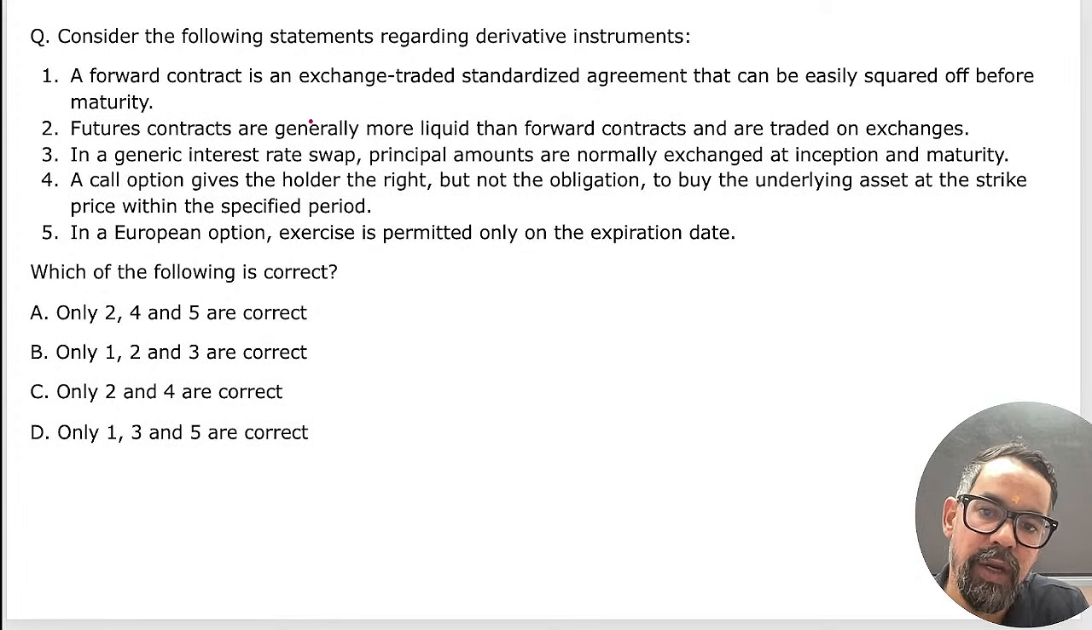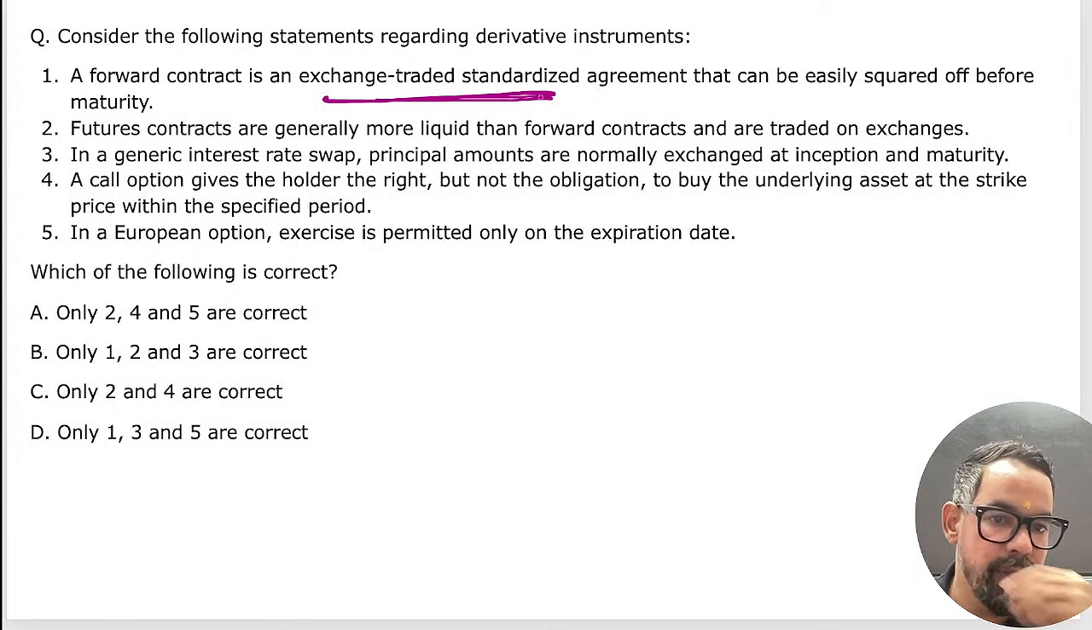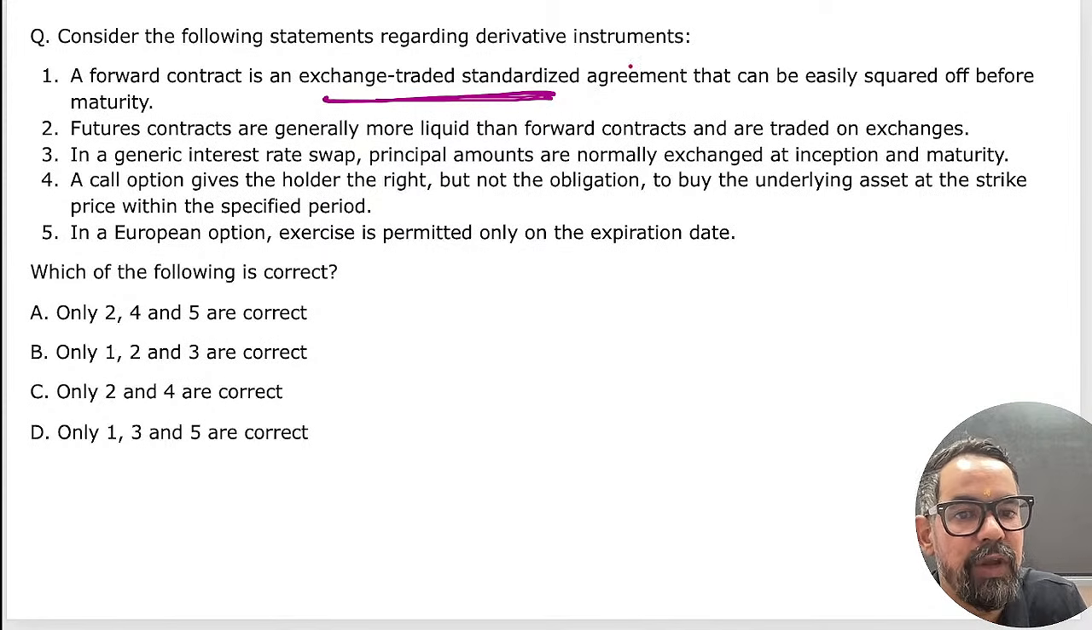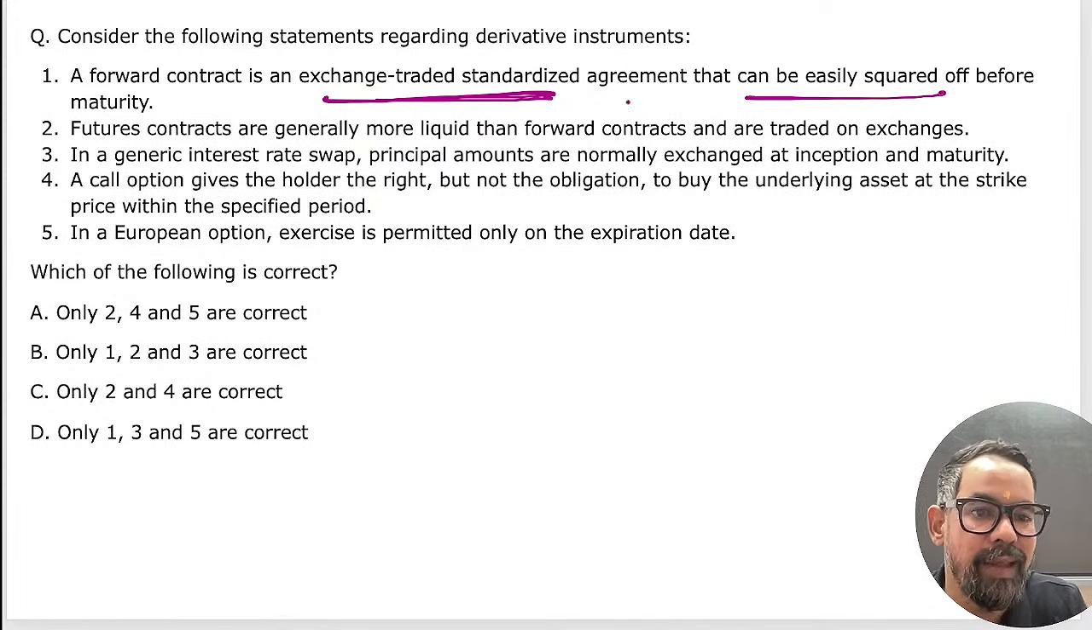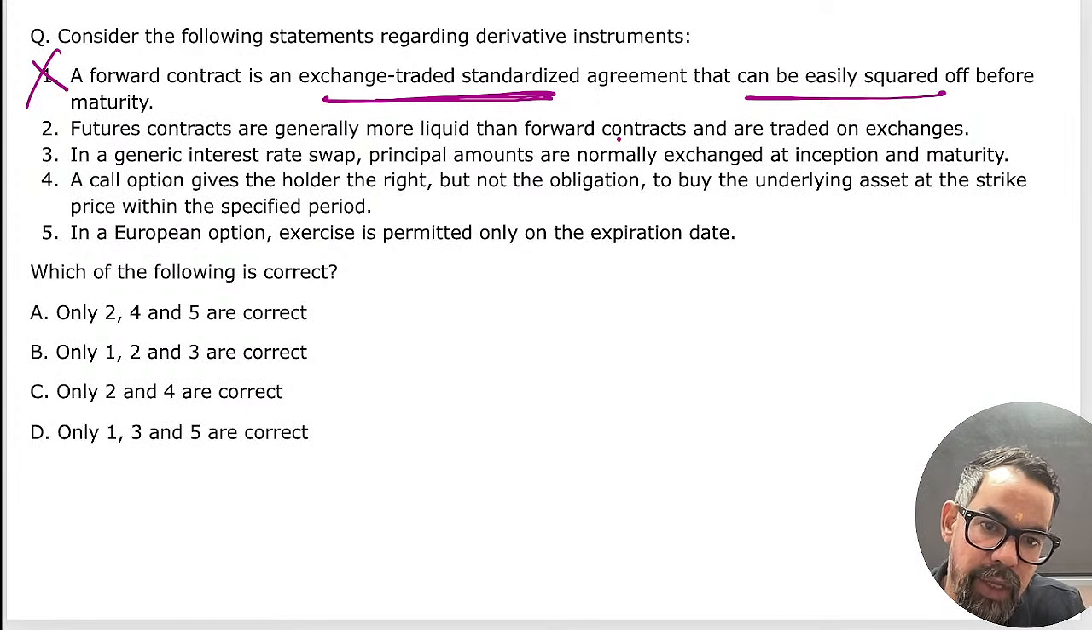A forward contract is an exchange-traded, standardized agreement that can be easily squared off before maturity. No, a forward contract gets expired on maturity only; it is not exchange traded. Future contracts are generally more liquid than forwards and are traded on an exchange.